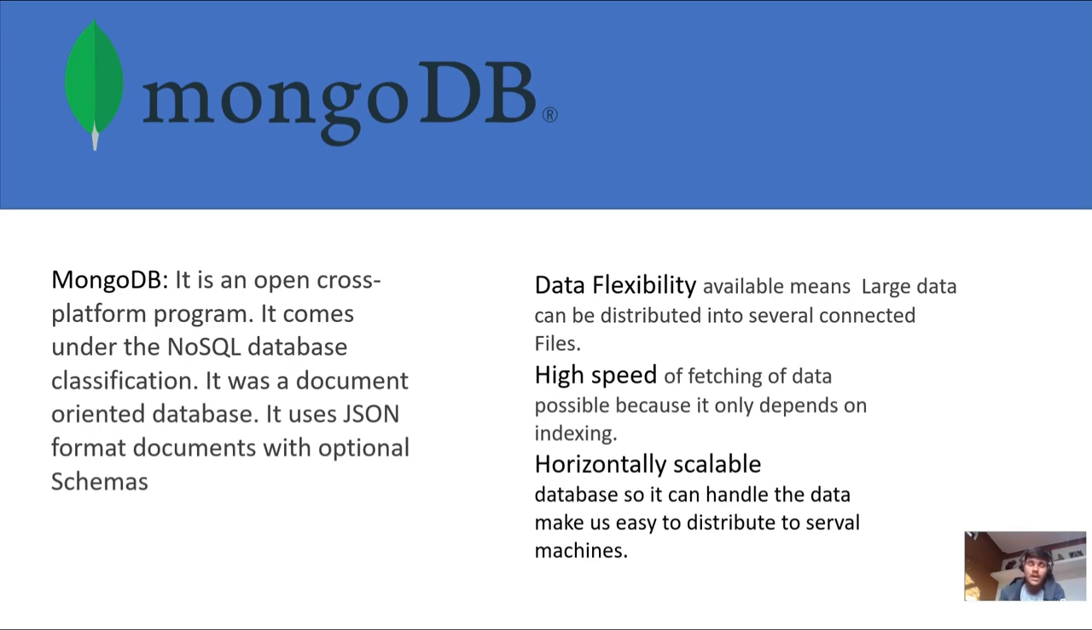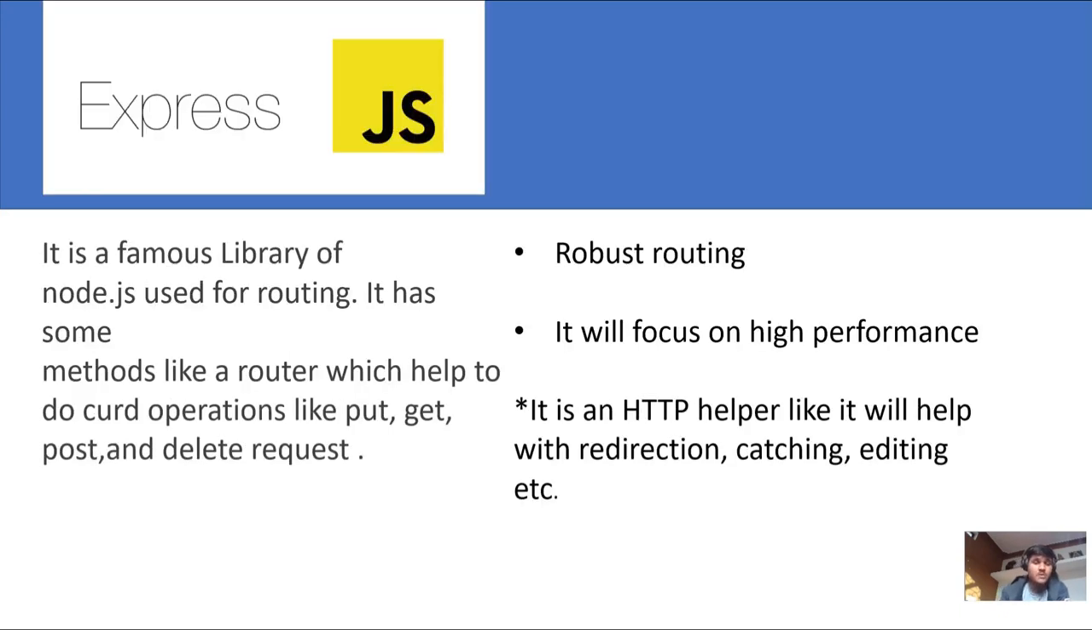We can store a very large amount of data in small pieces, and we can access those pieces almost instantly because it uses the concept of indexing. It is also horizontally scalable, as you can spread your data across different machines very easily. So moving on to the next technology, which is Express.js.